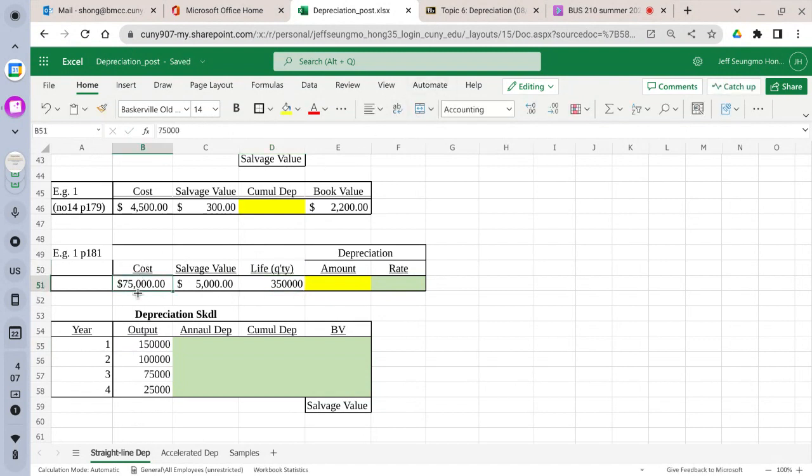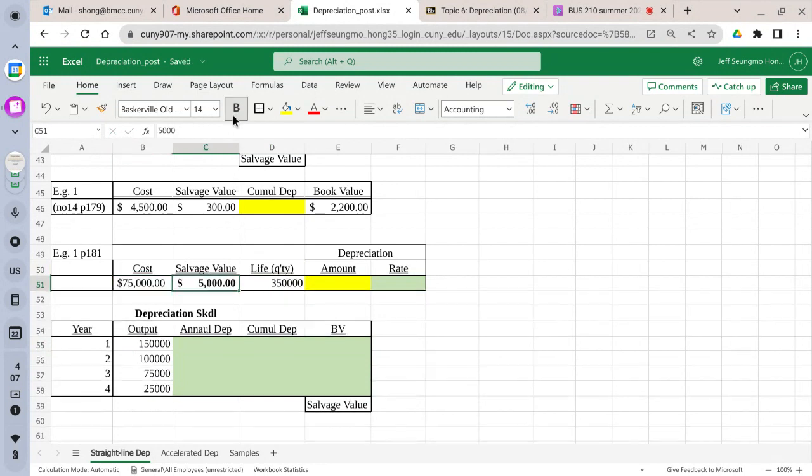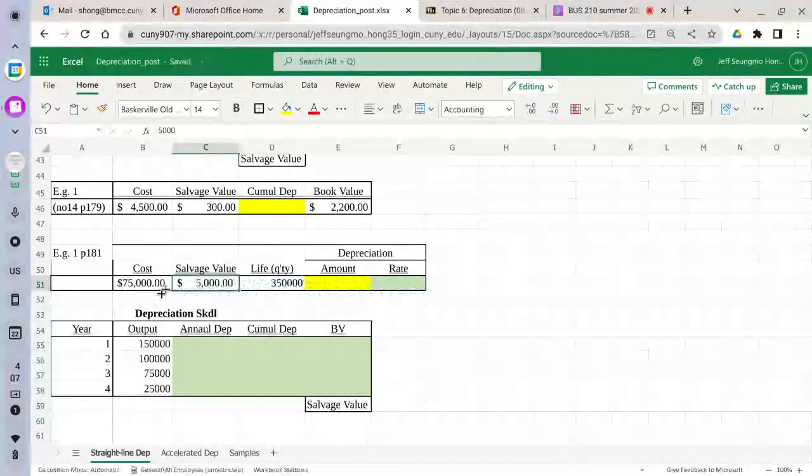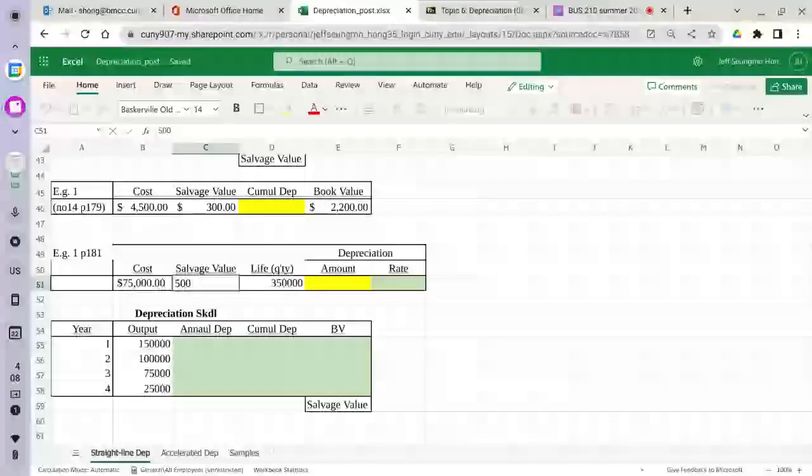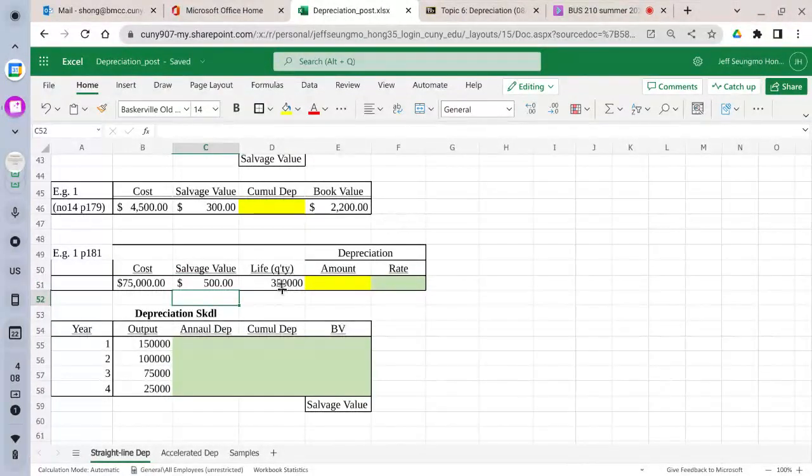So the purchase cost of this asset was $75,000. Salvage value 5,000. Again, the salvage value is too much. I mean, maybe 500 would be good. And that means if this machine produces 350,000 units, then it is fully depreciated. That's what it means. So again, I'm going to move this around a little.